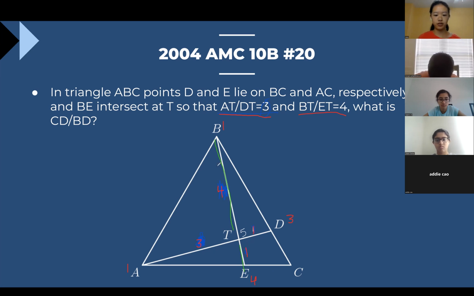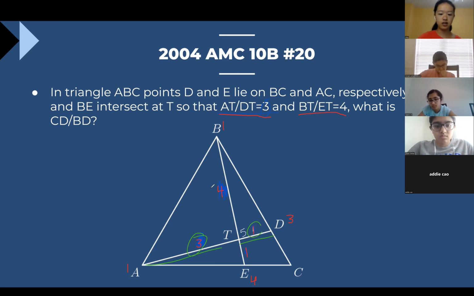Because in the smallest possible case, the value I've put here was 4 and 1. And so we could have 8 and 2 as well. We could have, I don't know, 12 and 3 as distances, but the sum of the distances of BT and TE always has to be a multiple of 5. And then the sum of the distances of AT and TD always has to be a multiple of 4.